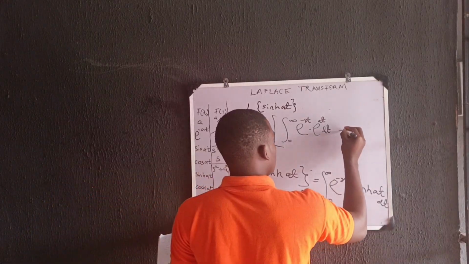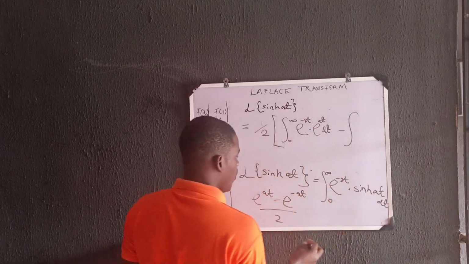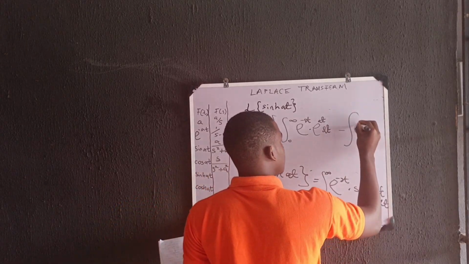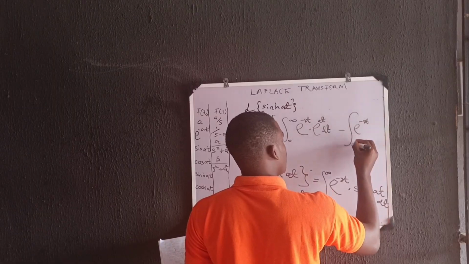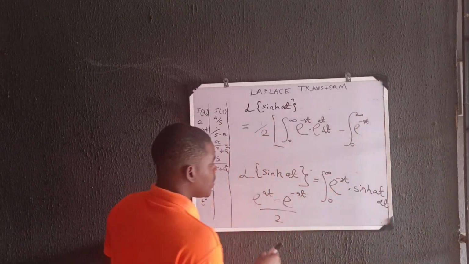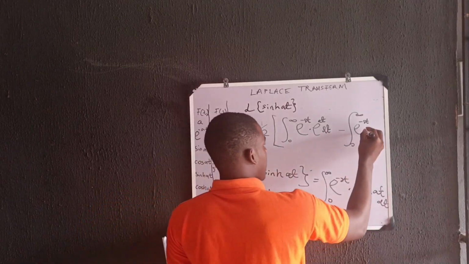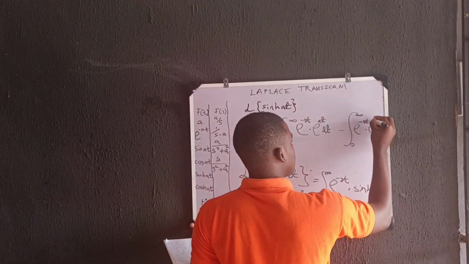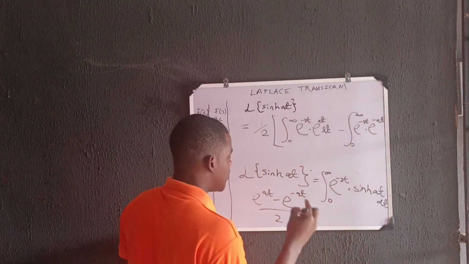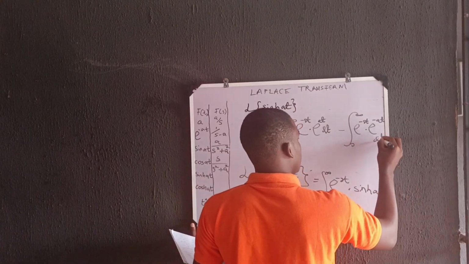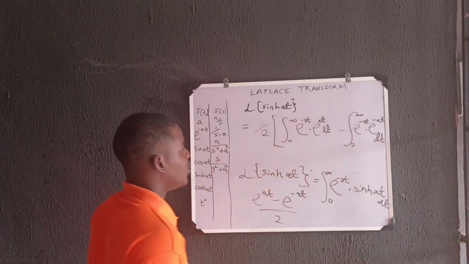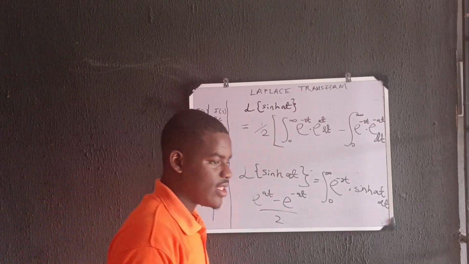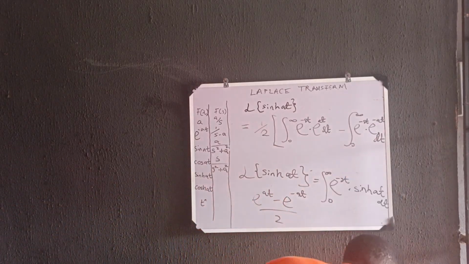Minus the integral of e to the negative st. Don't forget your 0 to infinity, right? Dot what? e to the power of negative at dt. Right? So that is what we are going to have.